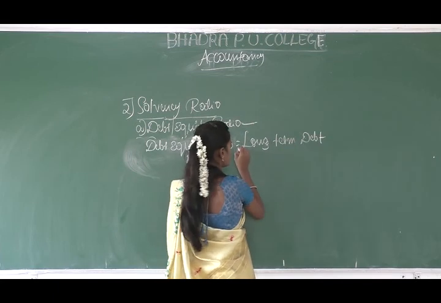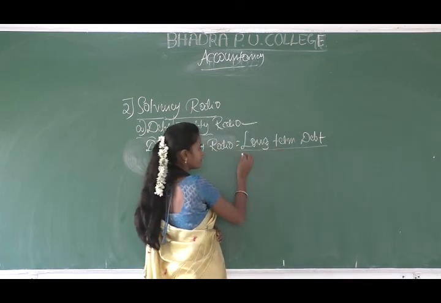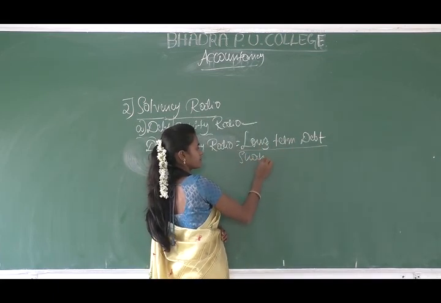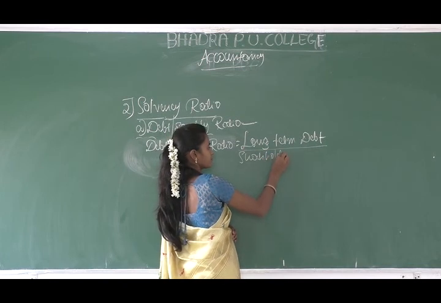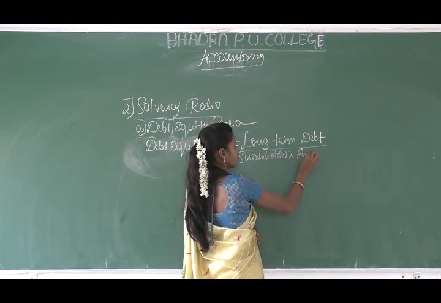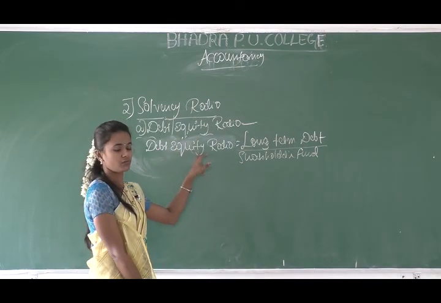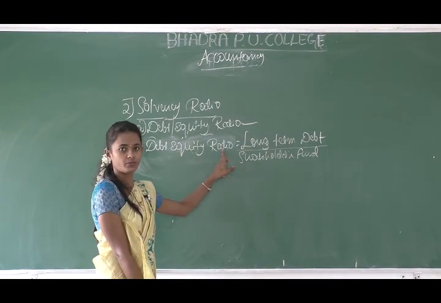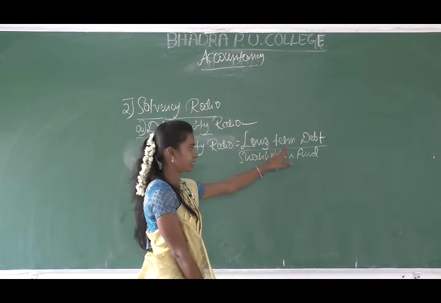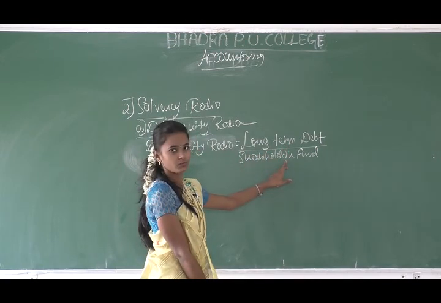Long term debt divided by shareholders fund. So, it is a formula for the calculation of a debt equity ratio. Okay. So, here what happens? Long term debt, and divided by shareholders fund.